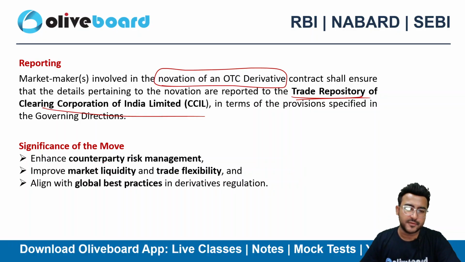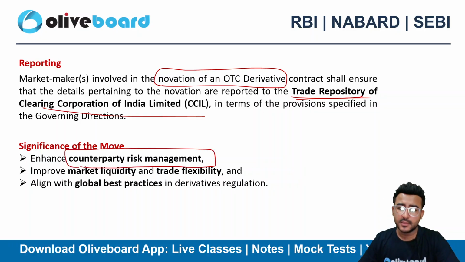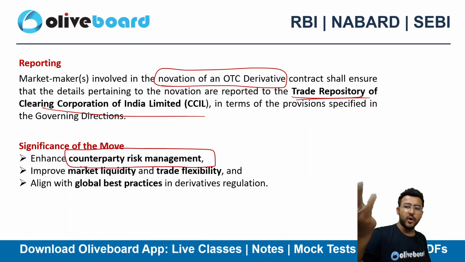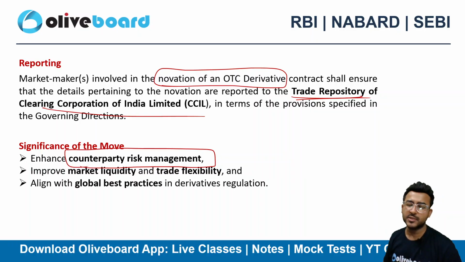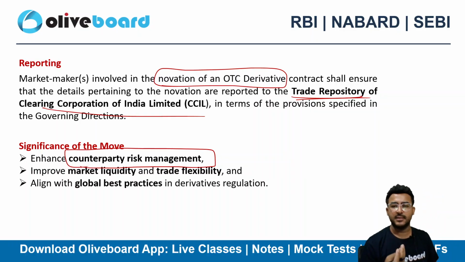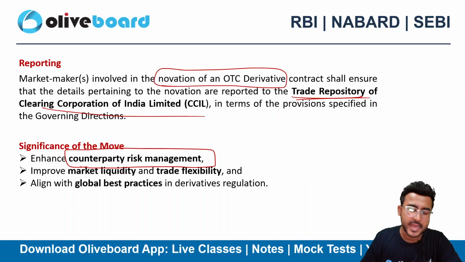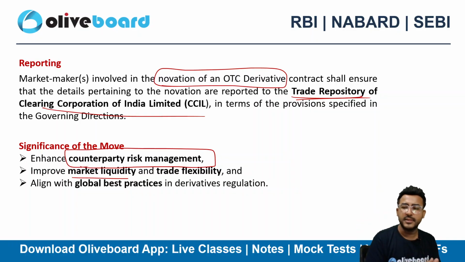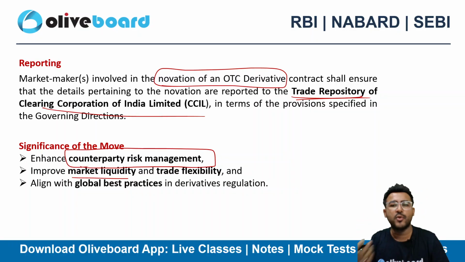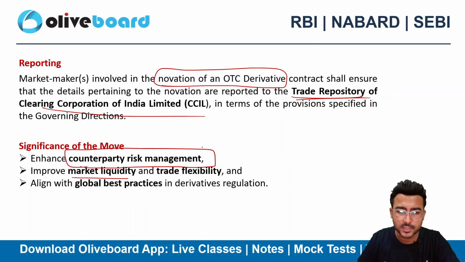Significance of the move, so definitely counterparty risk management. If there is a risk in a contract and I am about to come into that contract, Mr. T is leaving and I am entering the contract, so I should know the risk that is there in the contract. So this particular counterparty risk management system will be in place once this draft direction is out as final direction. Market liquidity will be maintained. Obviously in OTC direction there is a lack of liquidity, so now there will be liquidity because of the novation contract, standardized novation contract.